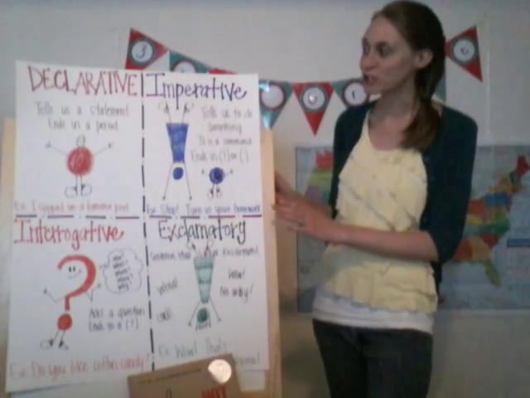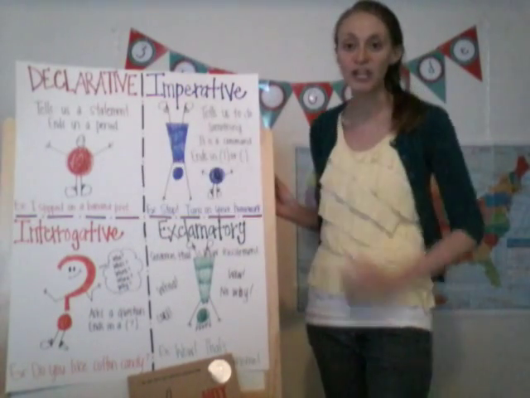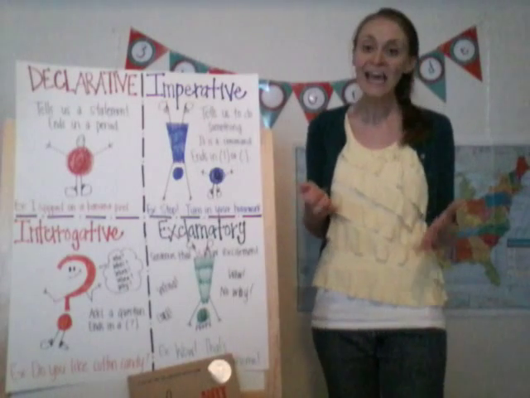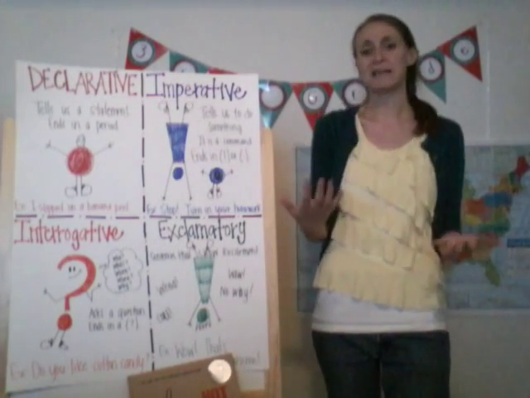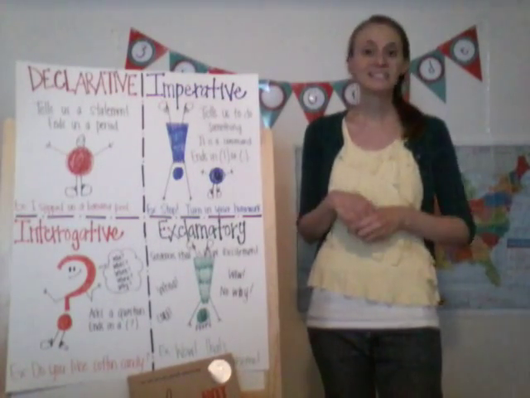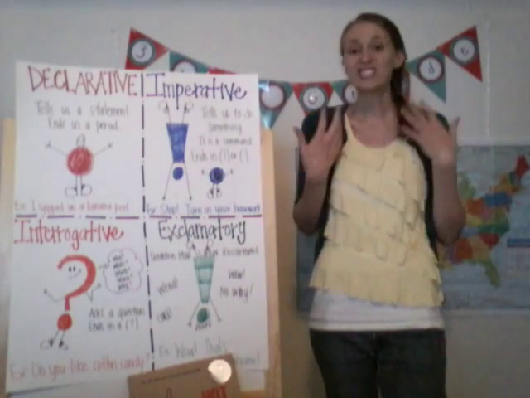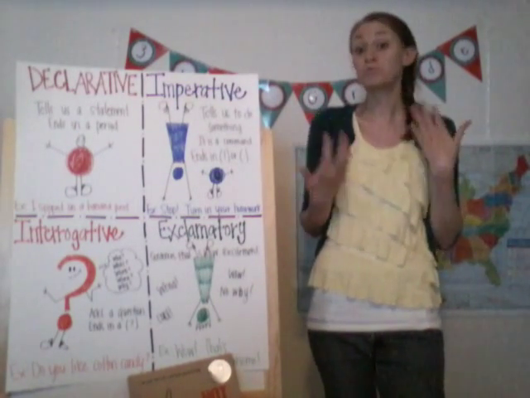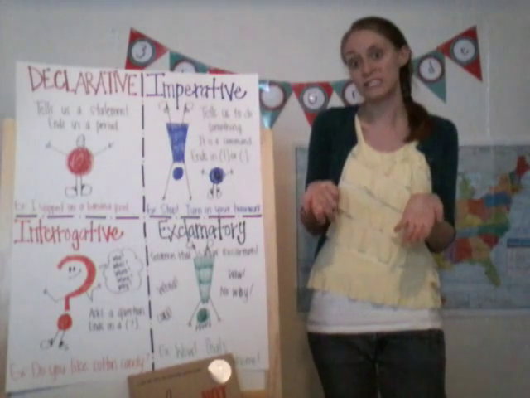So if you look at my poster here, the first type of sentence that we're going to be looking at is the declarative sentence. Now that is just a statement. It ends with a period. I slipped on a banana peel. It's just kind of facts, and that's the most common type of sentence that we'll see and that we'll use in our writing.